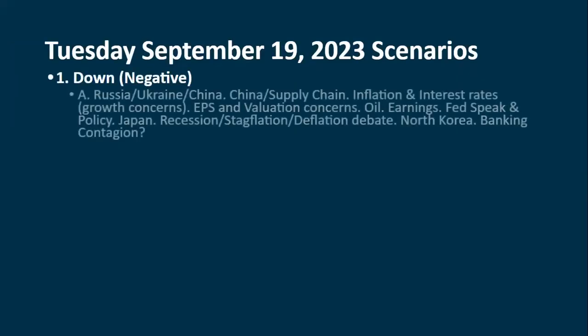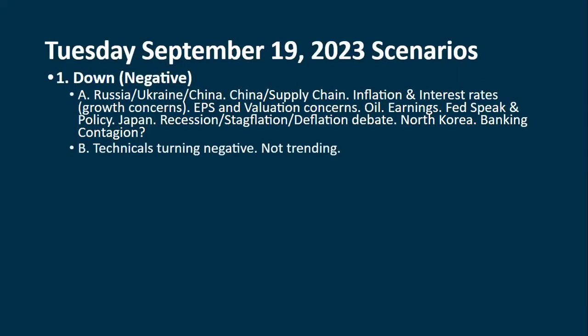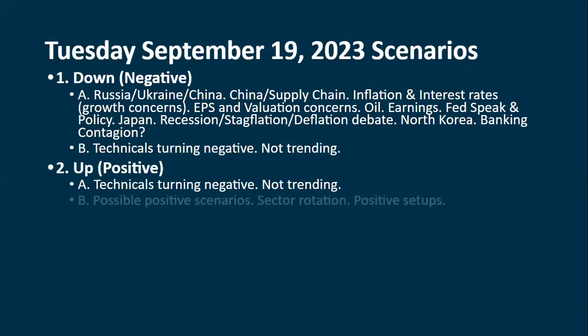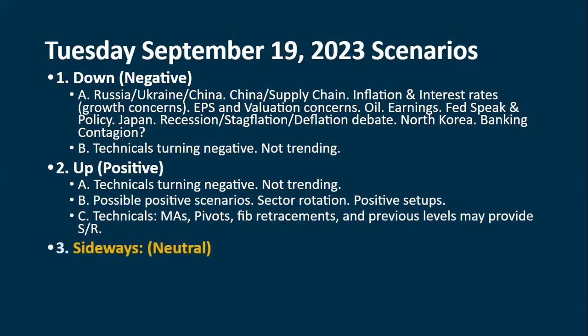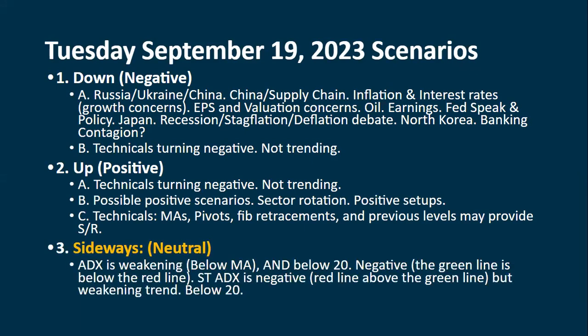So our scenarios, not going with the down one, even though we're turning more negative, we're not trending right now. We're not going with the up one, also because we're not trending and we're seeing a lot of weakness. So if anything, we're defaulting more to the sideways pattern right now. But the red line is going above the green line, so we would default to negative.